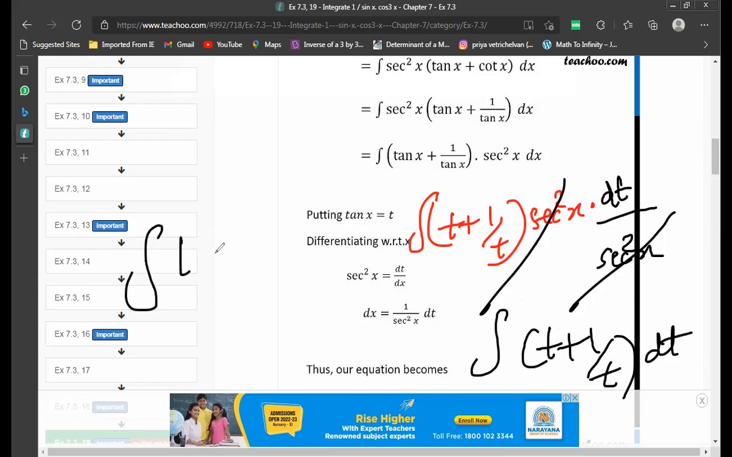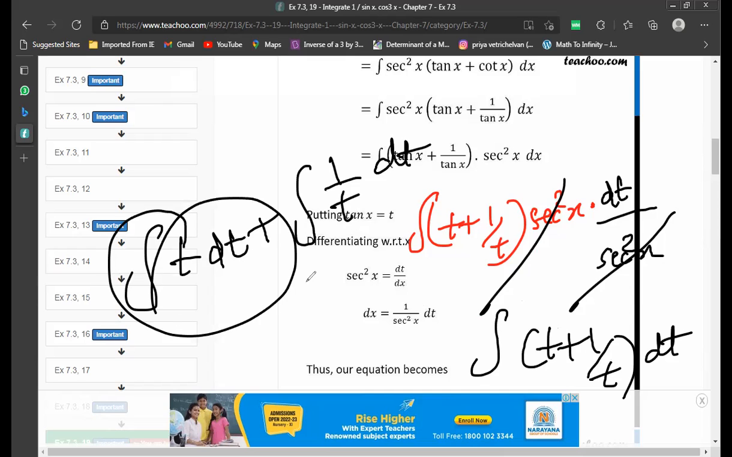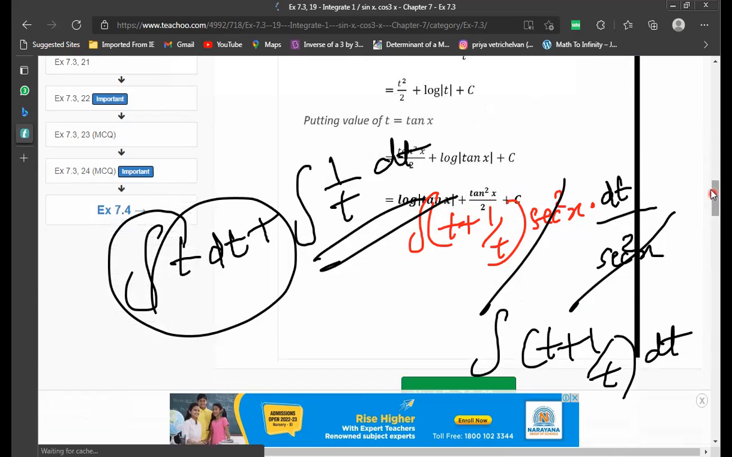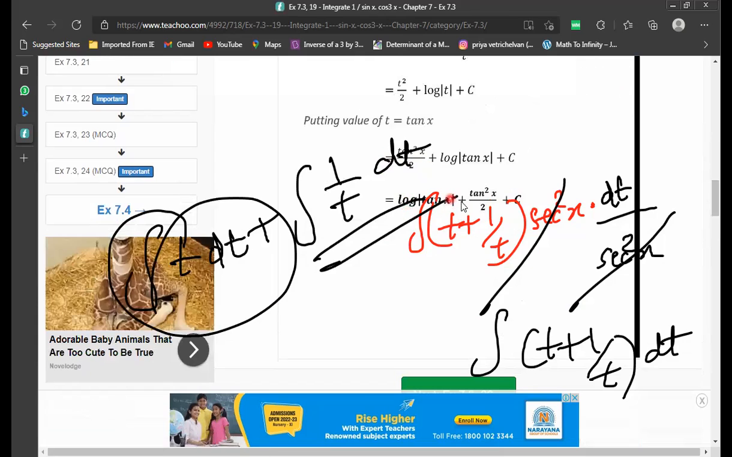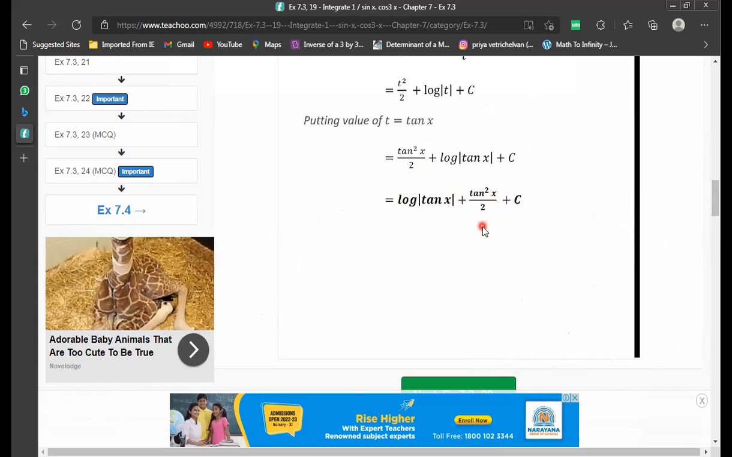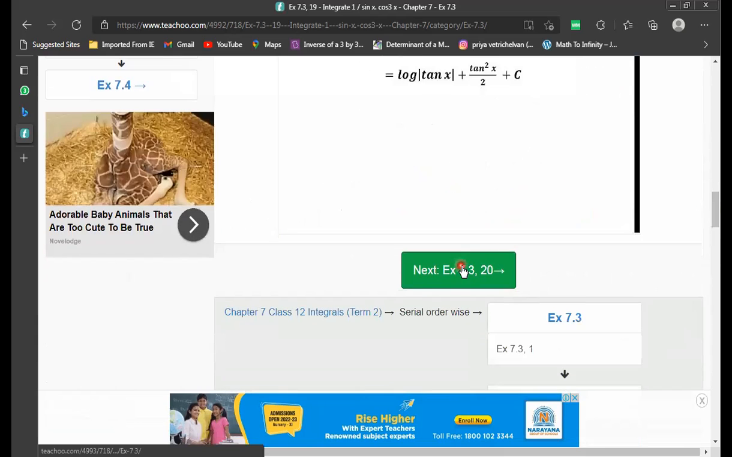Split them by using the distributive rule. So integral t dt plus 1 upon t dt. Integration of t is t square upon 2. Integration of 1 by t is log t. Clear? Yes. And again, you have to substitute the value of t, which is tan x. So it will become tan square x upon 2, and log of t will be log tan x. Okay.